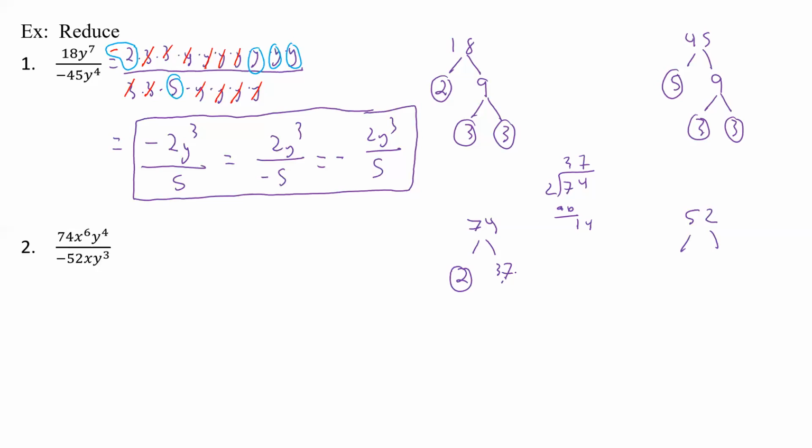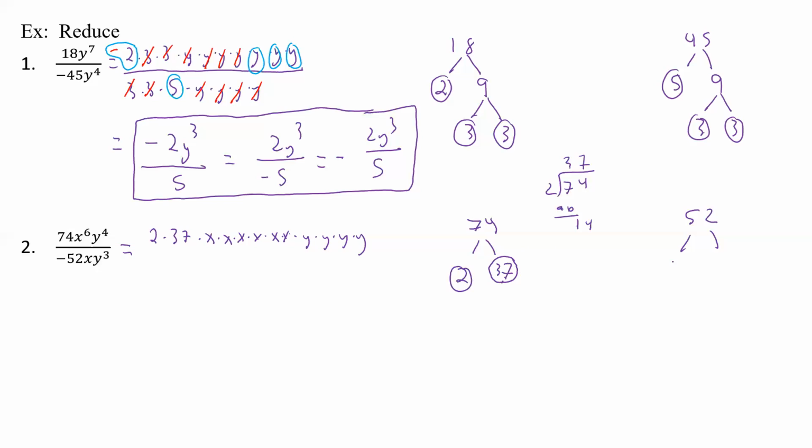All right, that looks better. Now 37 doesn't look to me like it's nicely divisible by anything. 2, 3, 4, 5. Yeah, I'm betting money that that's a prime number. Okay, so my numerator is 2 times 37 times 1, 2, 3, 4, 5, 6, 1, 2, 3, 4.